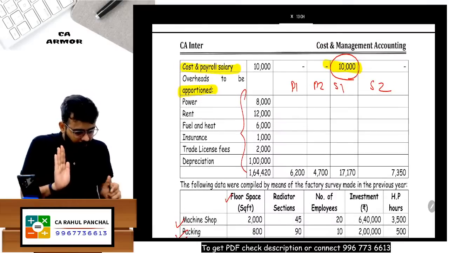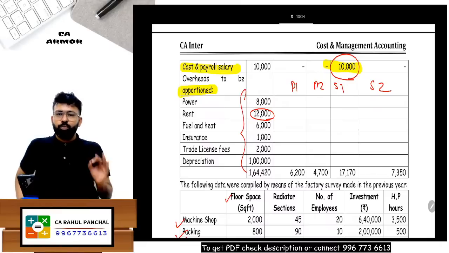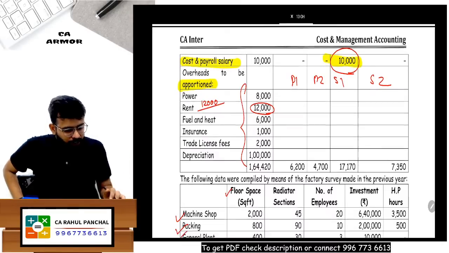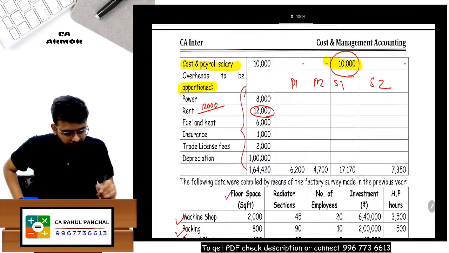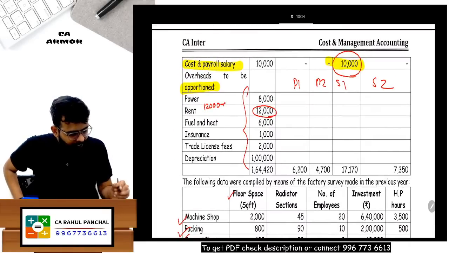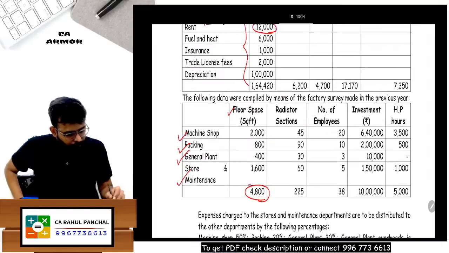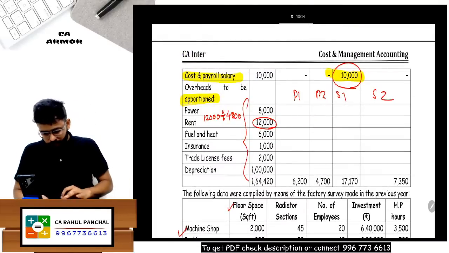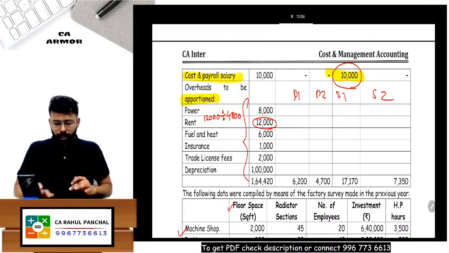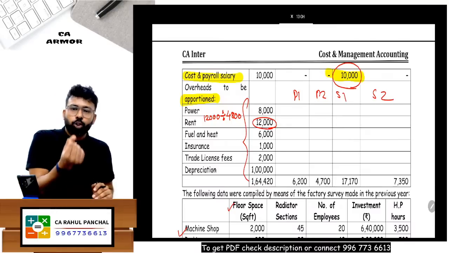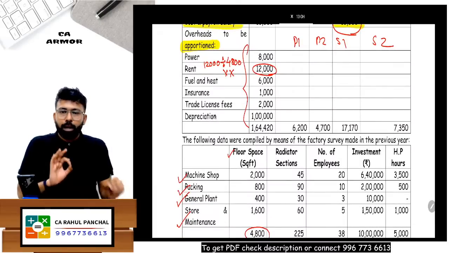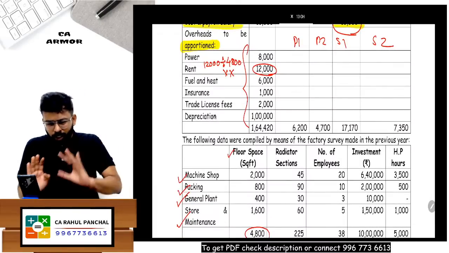Just take the calculator. First let us talk about rent. This is 12,000. So just press 12,000 on your calculator, then press the divide sign, and then press 4,800. You will get the cost per square feet. That is 12,000 divided by 4,800, which is 2.5 rent per square feet. Now multiply. Press multiply 2 times. One is sufficient, but still always 2 times.